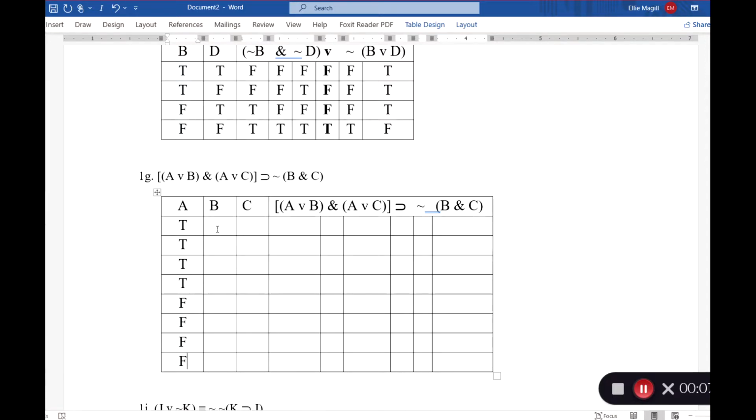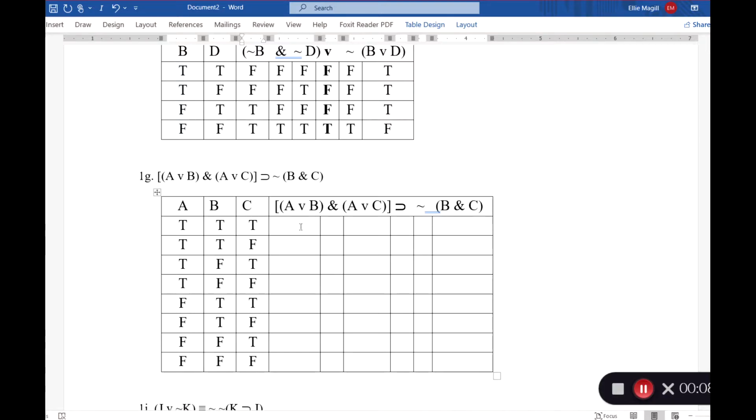So in the second column for B, we're going to take that number, divide it in half again. So we're going to go 2 trues in a row, and then 2 falses in a row, 2 trues in a row, and 2 falses. And in the last column, we divide that in half again. So now we're at 1. We're going to alternate true and false all the way down the table. And now we have all the possible combinations of truth values for A, B, and C.